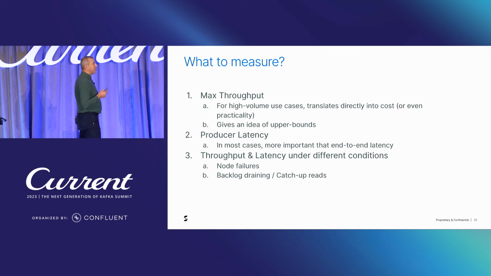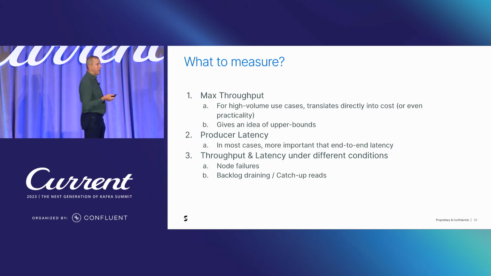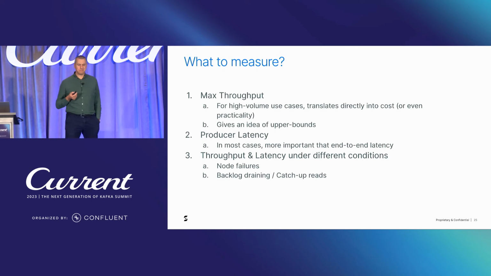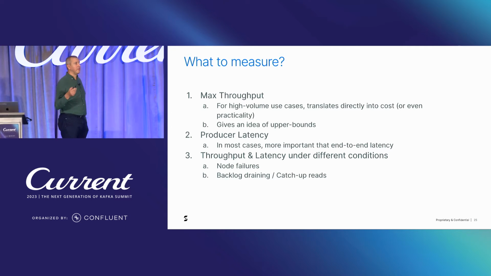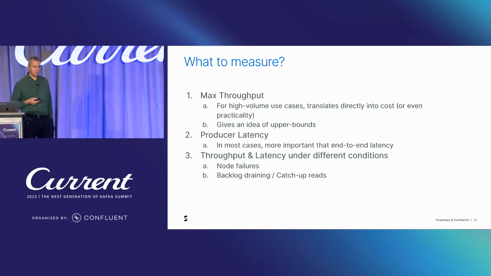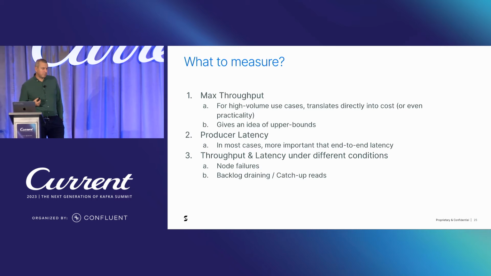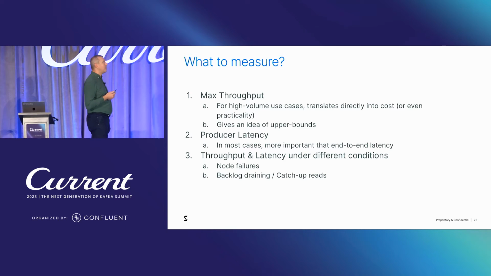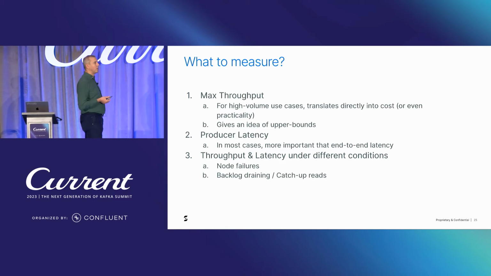The other part is that the max throughput gives you an idea of upper bounds. You say, with this cluster size, I can't do more than this. At least you get some real-world upper bound given this particular configuration. The other dimension is latency, and the same for producer latency. In most cases, that's the most important metric to look at.